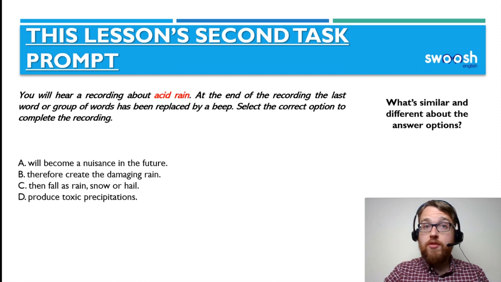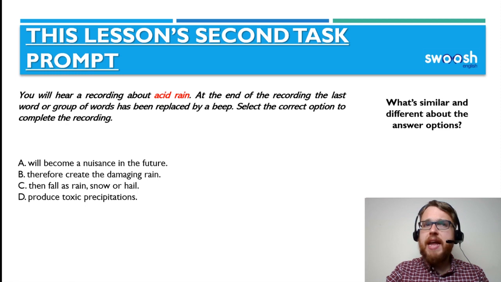So, hopefully you've read it. The topic this day for this prompt is acid rain. You're going to be listening about acid rain in this process. What do you know about acid rain? Do you have any background knowledge about it? If so, great. Also, what's similar and different about the answer options?